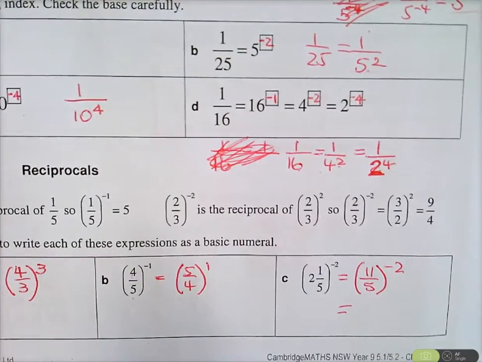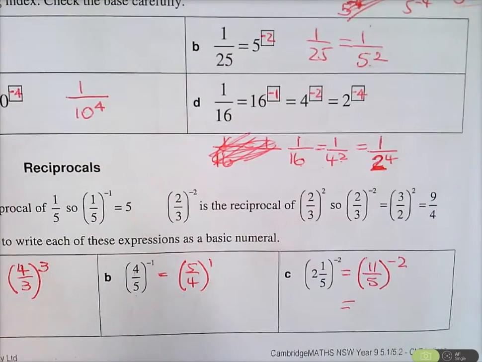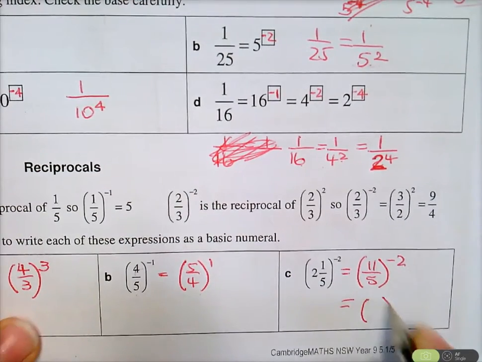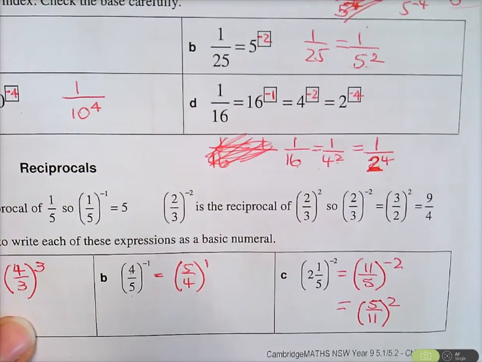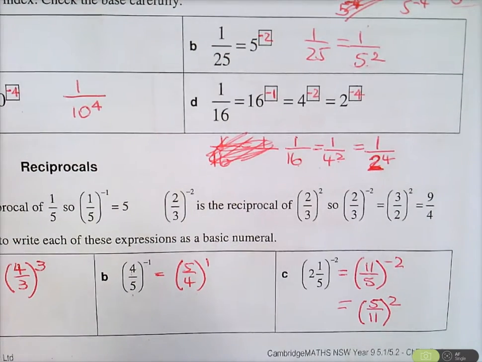Now I clearly have a numerator and a denominator. You can't just say I'll keep the 2 and I'll do the reciprocal of the 5th. No, no, no. So 2 1/5 is 11 over 5. Let's go. Get rid of the negative. What's it going to be? 5 over 11 squared. One opposite, the other opposite. Getting the idea. All right.